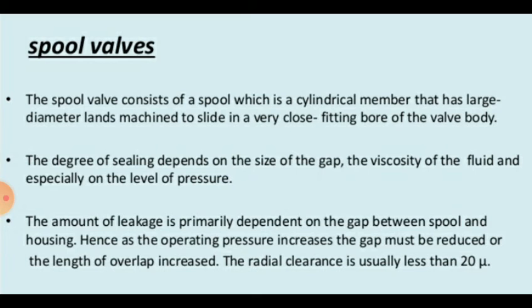Then spool valves. The spool valve consists of a spool, which is a cylindrical member that has large diameter lands machined to slide in a very close fitting bore of the valve body. The degree of sealing depends on the size of the gap, the viscosity of the fluid, and especially on the level of pressure. The amount of leakage is primarily dependent on the gap between the spool and the housing. Hence, as the operating pressure increases, the gap must be reduced or the length of overlap increased.